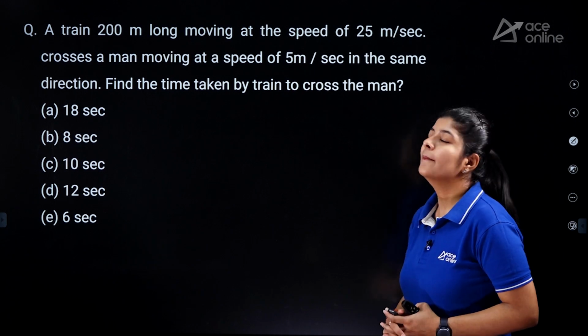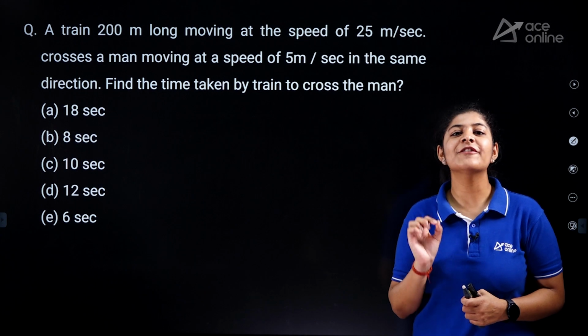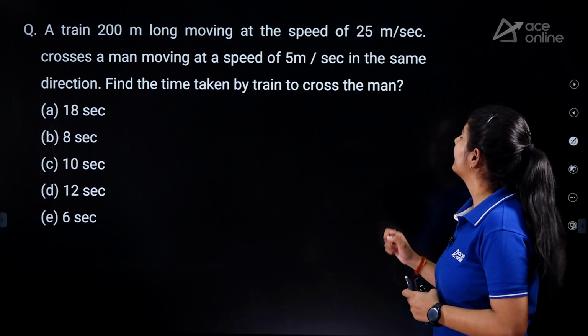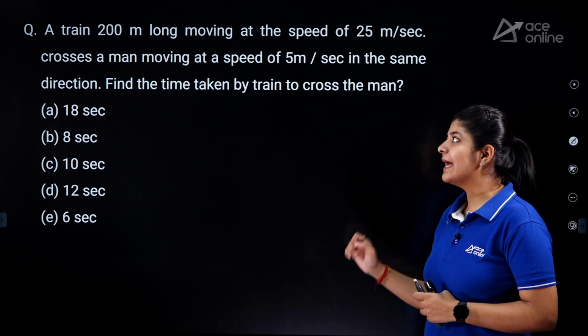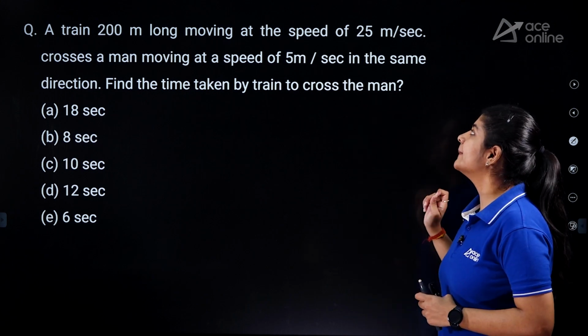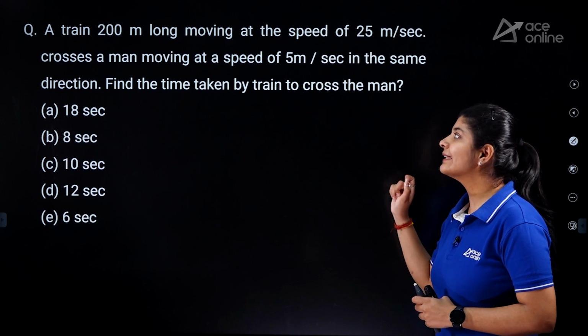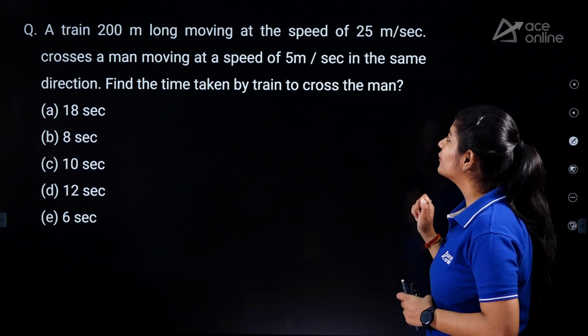So the next question says that a train 200 meters long, moving at the speed of 25 meters per second, crosses a man moving at a speed of 5 meters per second in the same direction. Find the time taken by the train to cross the man.